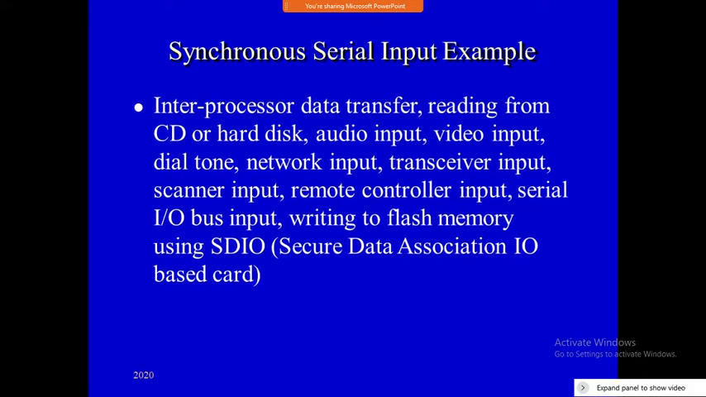Synchronous serial input. See, inter-process data transfer, reading from a CD or a hard disk, audio input, video input, dial tone, network input, transceiver input, scanner input, remote controller input, serial I/O bus inputs, writing to the flash memory using the SDIO.